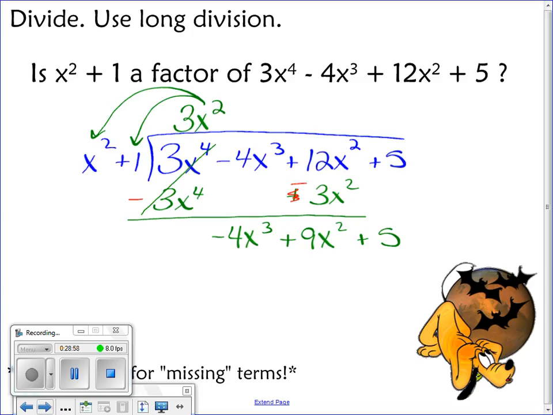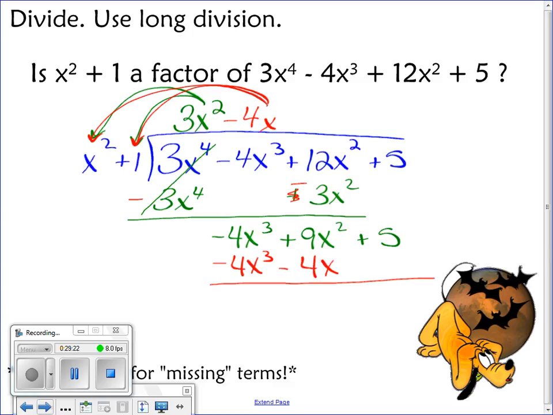And then we start again, right? What do you multiply x squared by to get negative 4x cubed? Negative 4x. Multiply negative 4x times x squared. Negative 4x times 1. Change your signs. So that's gone. What do we got going on over here?